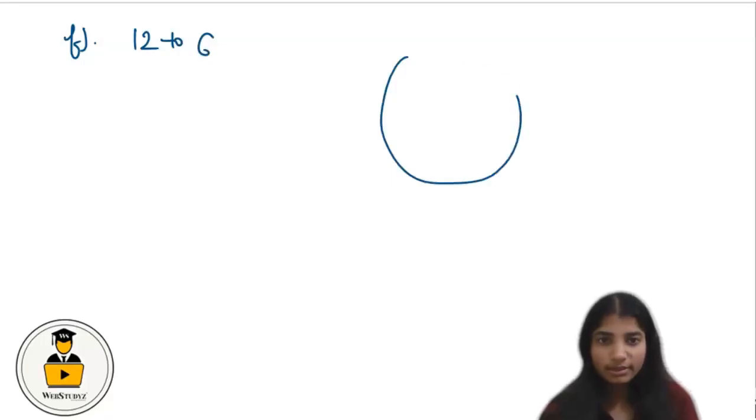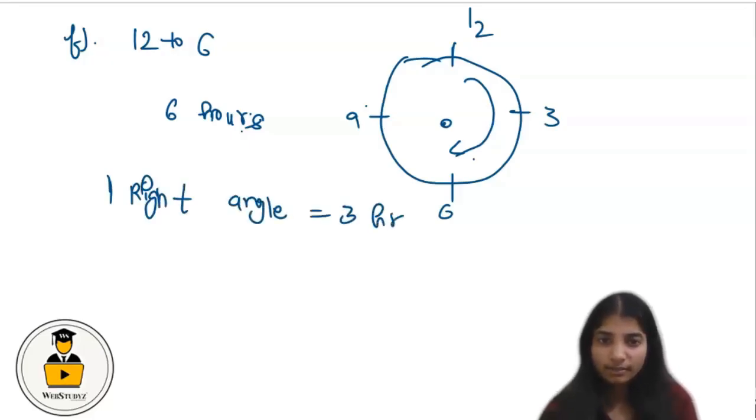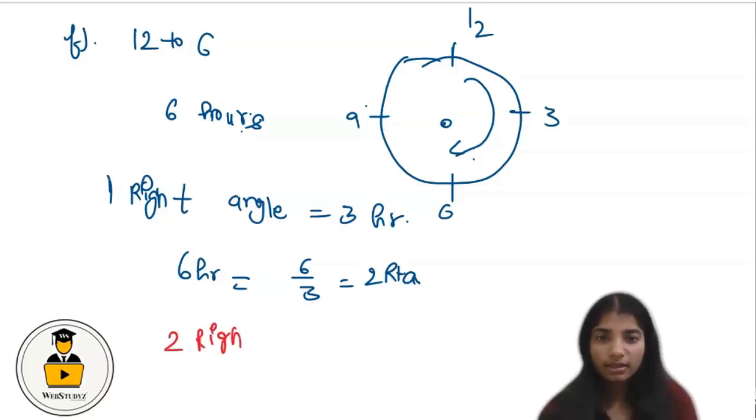Now let's move to part F, which is from 12 to 6. So this is our clock. 12, 3 and 6 and here is 9. From 12 to 6 the clock covers 6 hours, or we can say 1/2 of the revolution, and we know that 3 hours is equal to one right angle. So 6 hours is equal to 6 divided by 3, that is equal to 2 right angles. So when the clock moves from 12 to 6 it will cover 2 right angles. This is the answer to the given question.